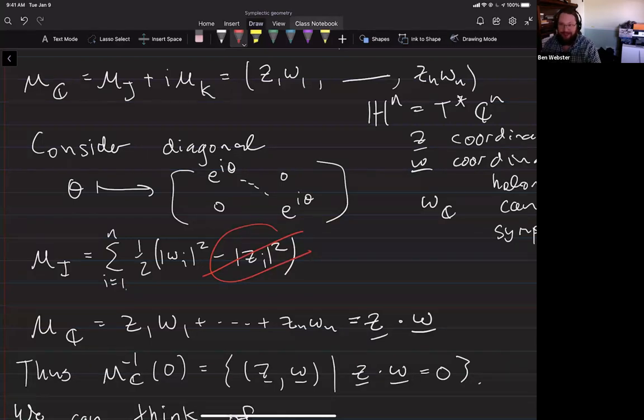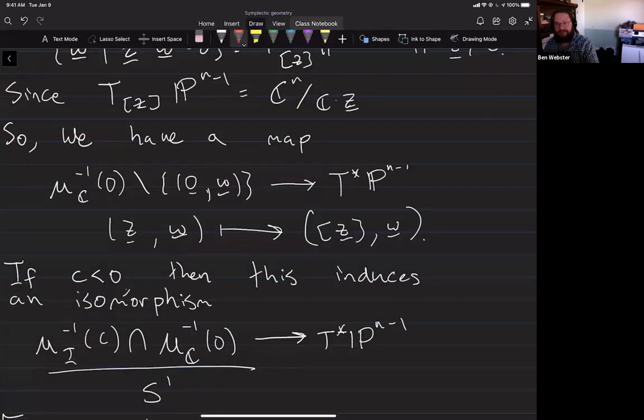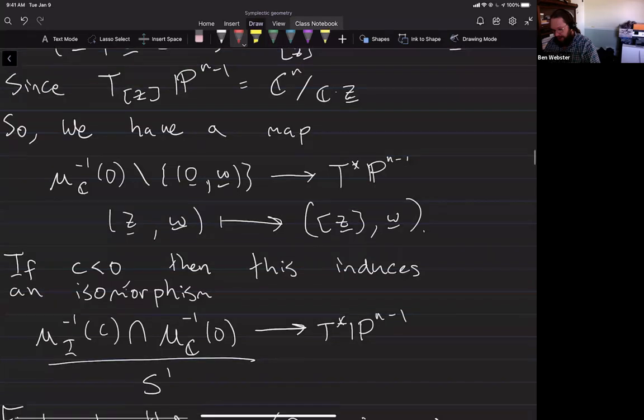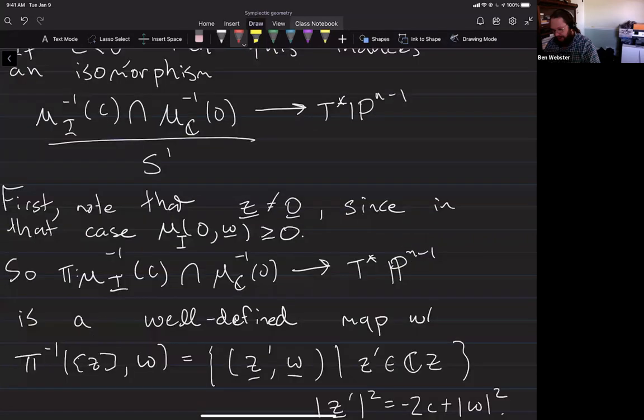But if this term goes away, then this moment map is positive. So we have to specialize to the case where C is negative. That forces Z to be non-zero. That's the only way I can get C under this moment map for I, and I intersect it with the inverse image of zero for the complex moment map.